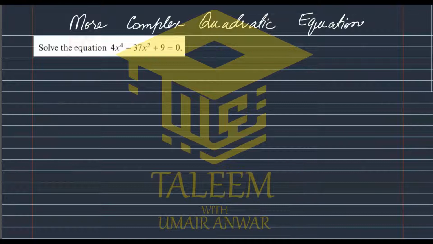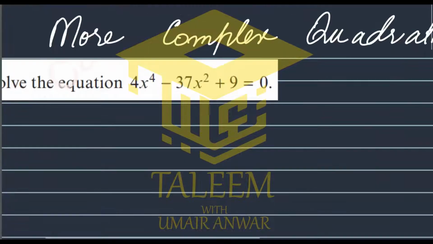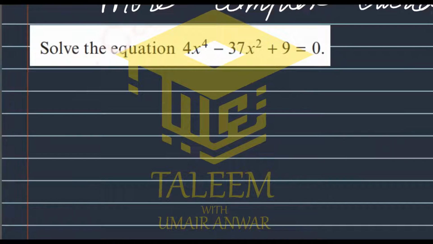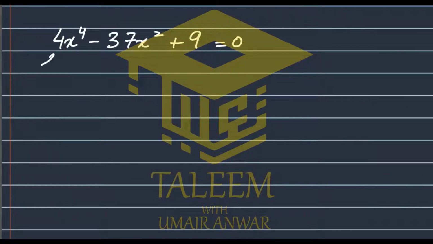So the example that I'm solving here is an example where we are given a variable which has the highest power of 4 in the equation. So there must be 4 answers to this equation. To solve this equation with convenience, we are going to make an assumption, and that assumption is going to be that y is equal to x squared.